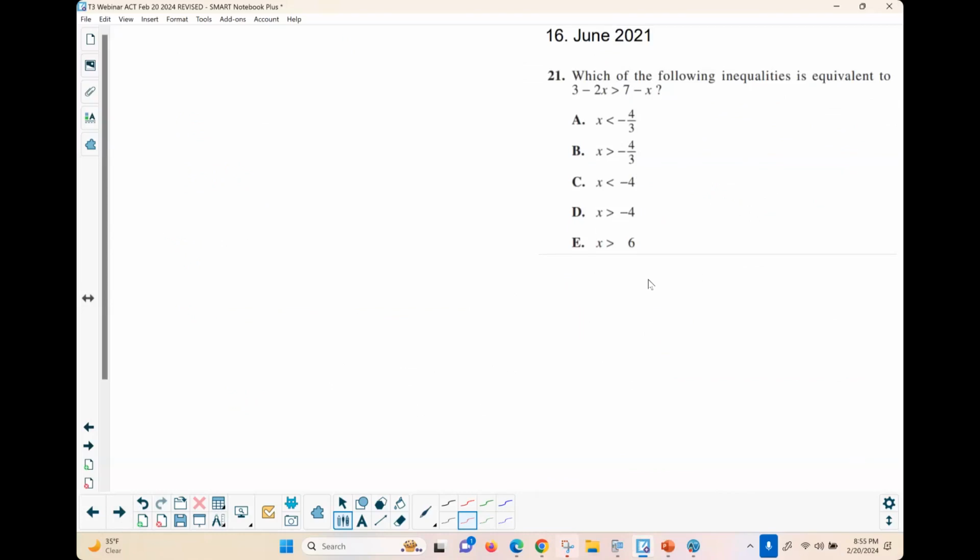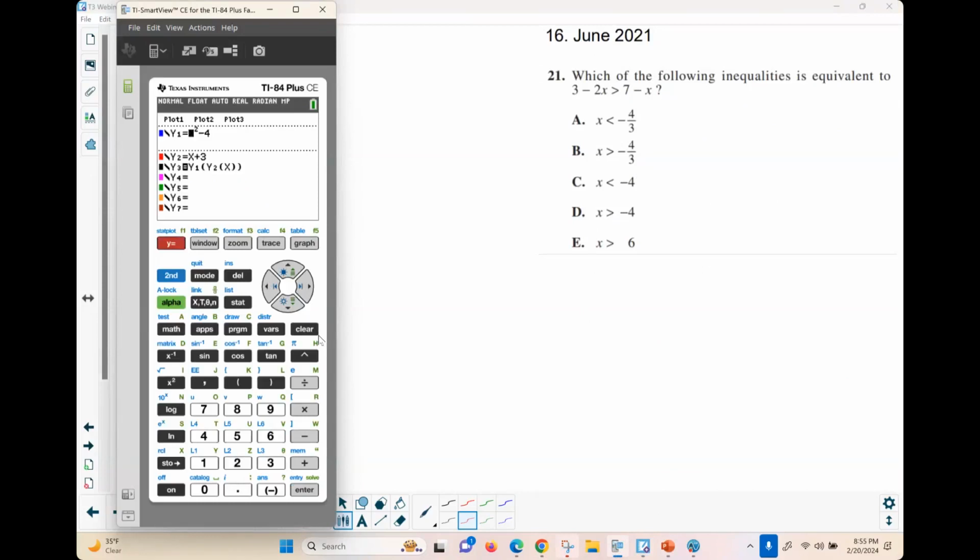But this one right here, even though it's a number 21, I'm not sure many of you realize you can do this. This can't be done on Nspire, but on the 84, it can be. So on the 84, what I can do is go to y equals, and I'm going to clear out what's there. And in Y1, I can type in the whole inequality. So I can type in 3 minus 2x, and then the greater than sign is under test, which is second math. The greater than sign is the third one, 7 minus x.